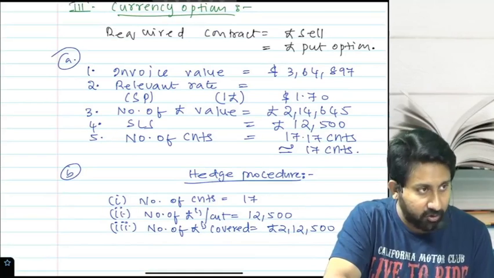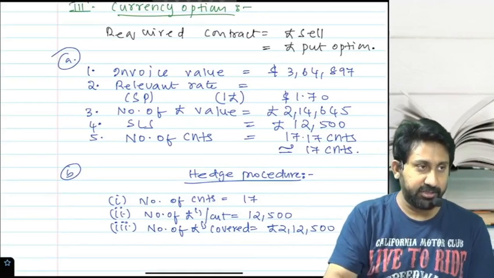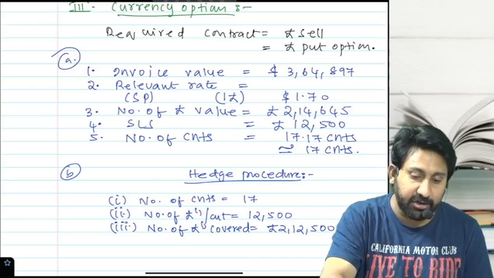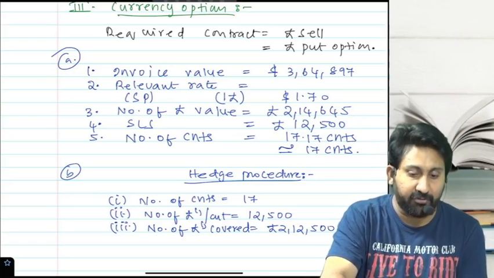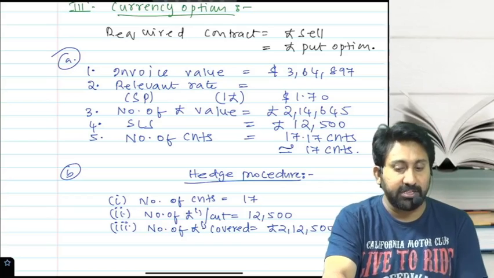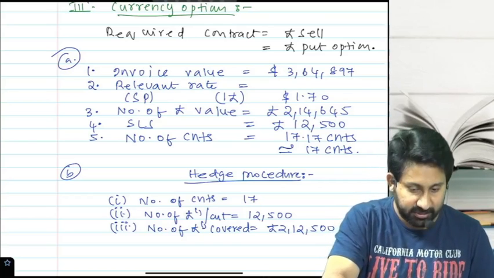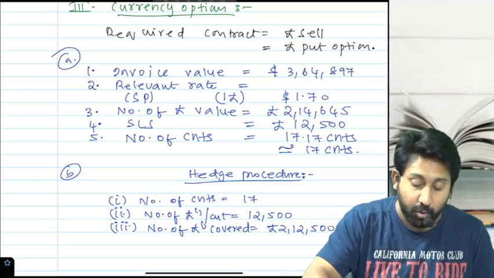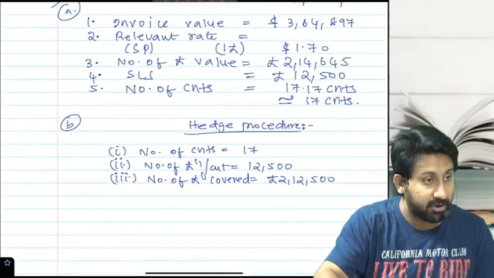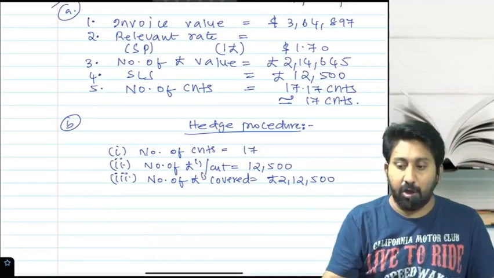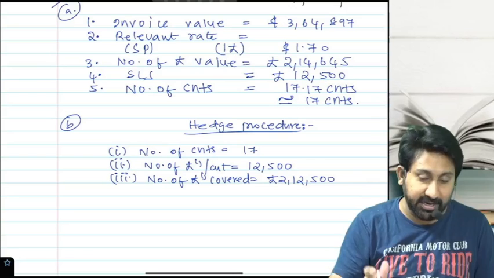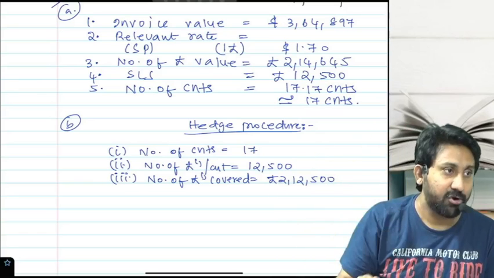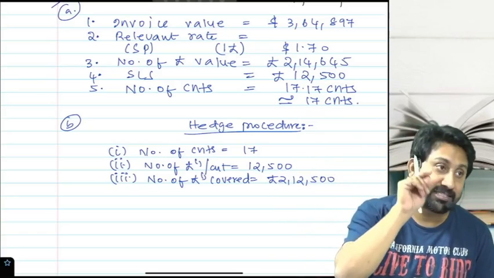364,897 is the total invoice. In this total invoice of 364,897, I converted using the rate of 1.7, so it got converted into pounds 214,645. Of this 214,645, only 2,12,500 could be covered because of the standardized lot size problem. How much is the standardized lot size? 12,500. So of 214,645, 212,500 is covered in the hedging of 17 contracts. That means 0.17 contracts is still uncovered.